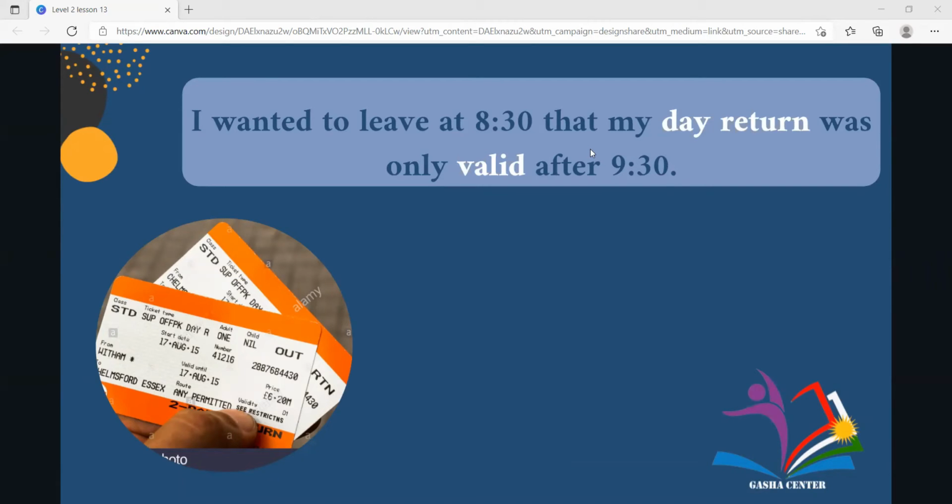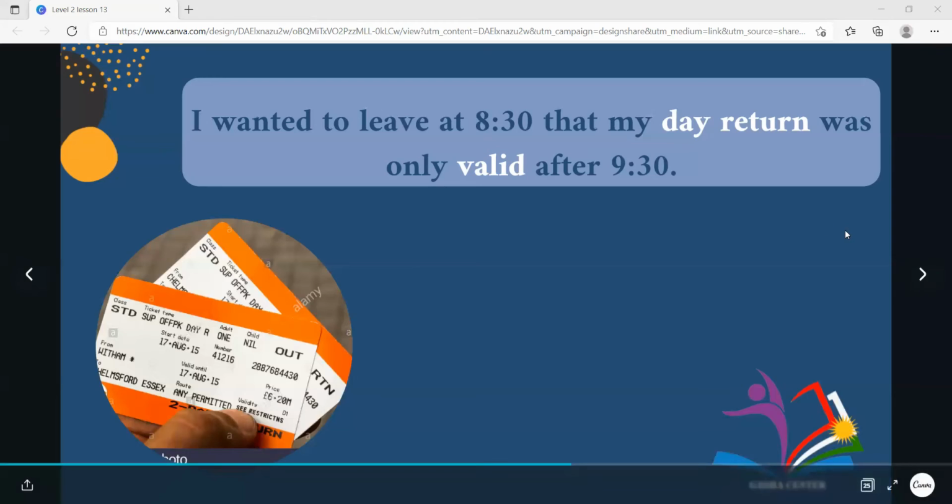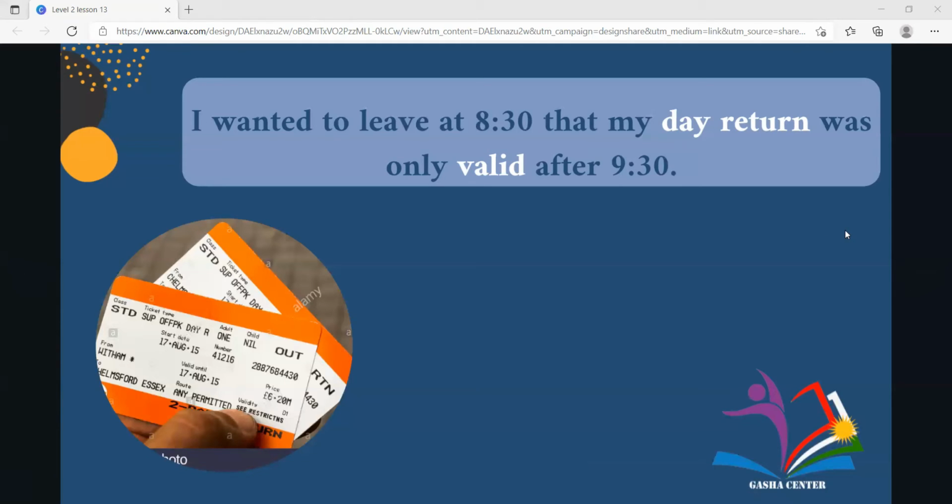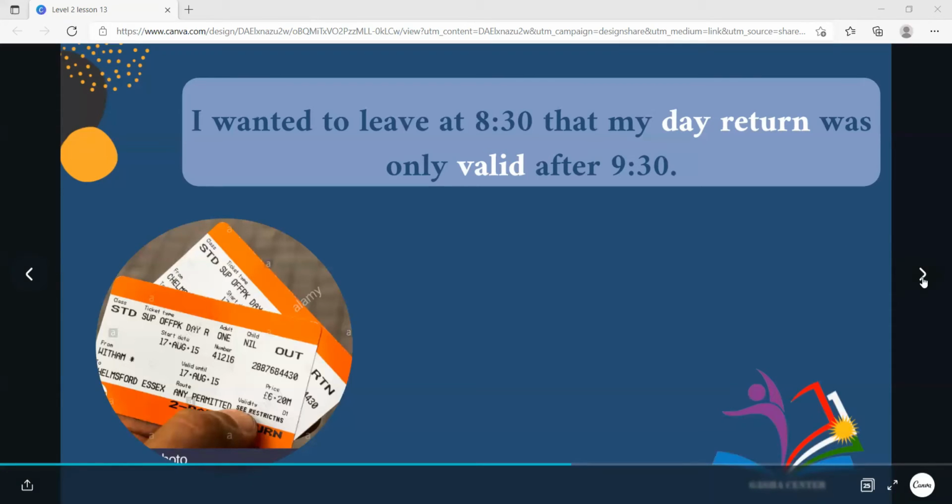So he is saying I should leave now at 8:30 before my valid ticket expires, because it is valid at 9:30, isn't it? Yes, it is. And you can see the picture. Yeah, it's clear. All right. So thank you, Mr. Sarhat. That's it. He had to leave at 8:30 before the valid ticket expired, but he only went after 9:30. So he got late.